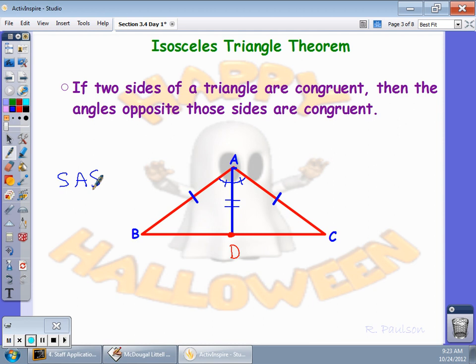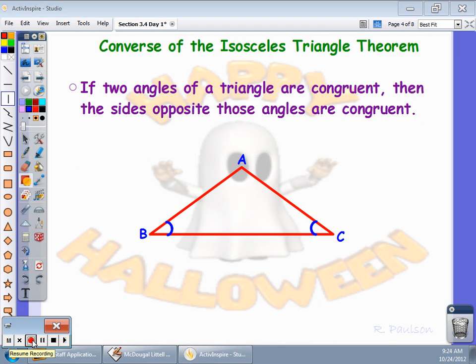Once we know that the triangles are congruent based on SAS, we can then use CPCTC, which states that corresponding parts of congruent triangles are congruent, which allows me to now mark that angle B must be congruent to angle C. And as you can tell, if AB is congruent to AC, so if two sides of a triangle are congruent, then the angles opposite those sides are congruent as well. B and C are opposite side AC and side AB.